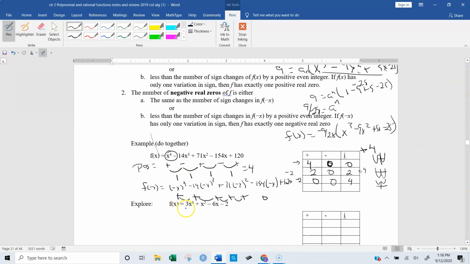So you do it as is. So positive, positive, negative, negative. There's one sign change. So the positive is 1. So I put a 1 here. Now we do negative. So you do f of negative x, and we get 3 negative x cubed plus negative x squared minus 6 times negative x minus 2. Now we're looking at the signs. Negative cubed is negative times a positive is negative. Negative x squared is positive. Positive stays positive. Negative times a negative is a positive and negative.